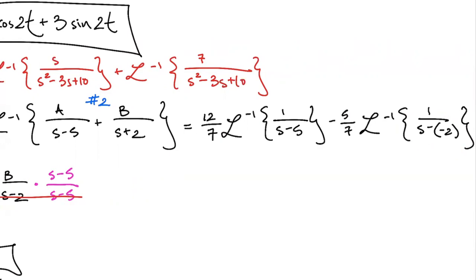But I think we can see more clearly now. We have a number 2 from the table, line number 2 from the table. And if we make sure that we are accurate with our A values, we should get 12/7 e to the 5t minus 5/7 e to the -2t. Okay.